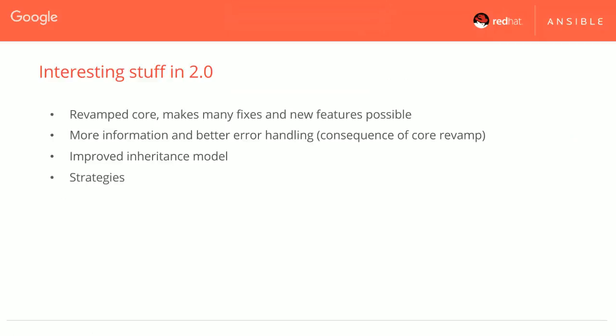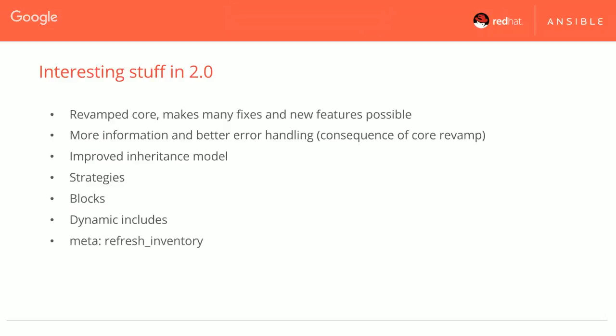Strategies. This is a new type of plugin that controls the workflow of your play. I'll give a couple of examples of the existing and the new strategy. Blocks, this plays a bit with the inheritance model, because now you can put things in blocks instead of having to repeat them all over a set of tasks, or having just to create a play to get the inheritance for the tasks. We made the task includes dynamic, which also plays into different ways of working now in 2.0.